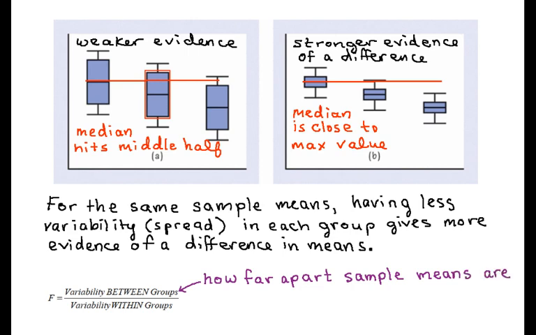And the denominator is the variability within groups. That's the "average". I'm going to put the word average in quotes here because there is a specific formula for calculating this, and it involves a bunch of sums of squares, which we won't really get into, but we can think of this as being an average variability in each sample.